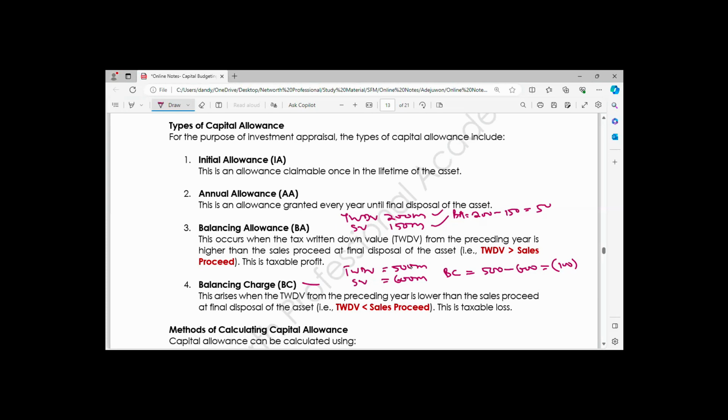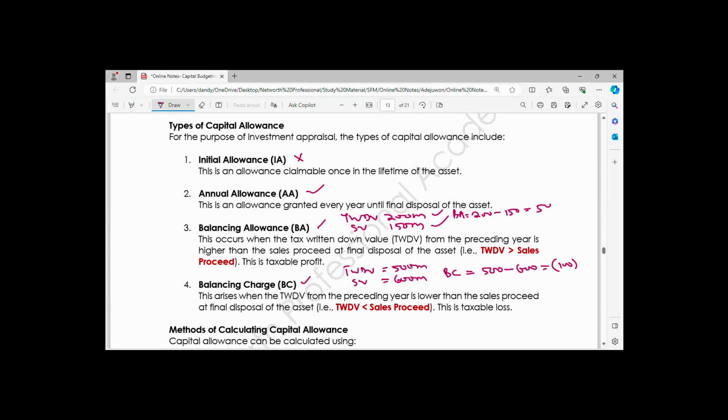Like I told you earlier on, the initial allowance is not common. It's not common in capital budgeting. However, annual allowance is mostly what you are going to need from the beginning of the project when you want to determine your capital allowance, from the beginning until the final disposal of the assets, when you are going to consider balancing allowance or balancing charge. Okay, so these are the things you need to know as per the types of capital allowance.